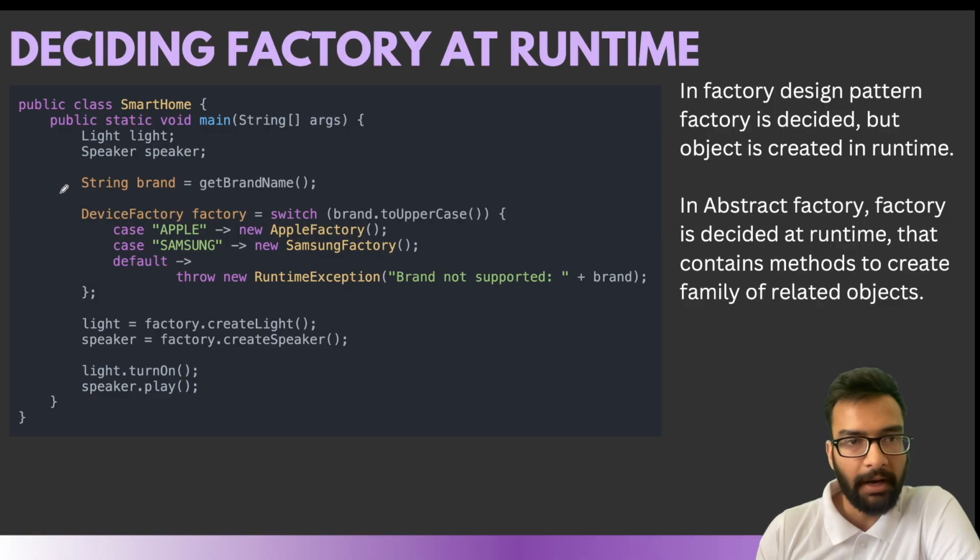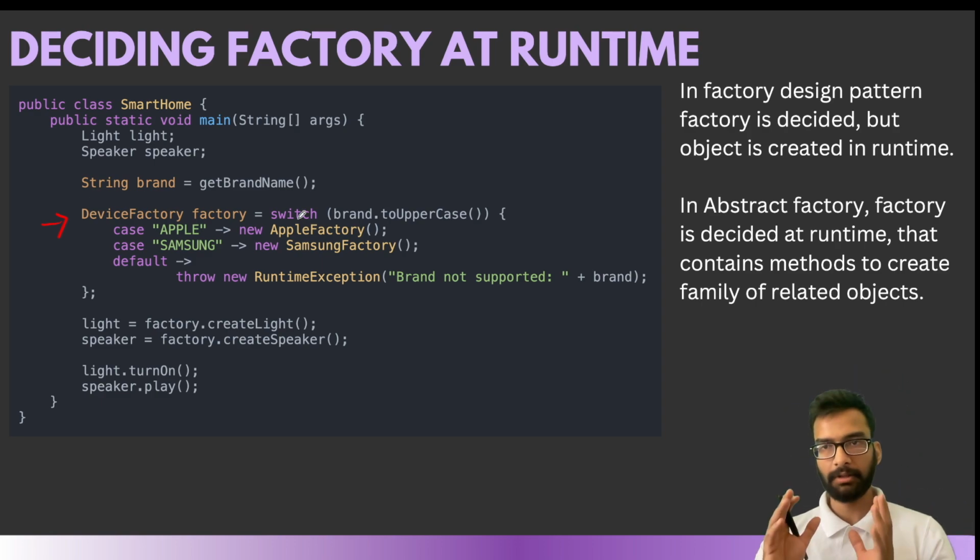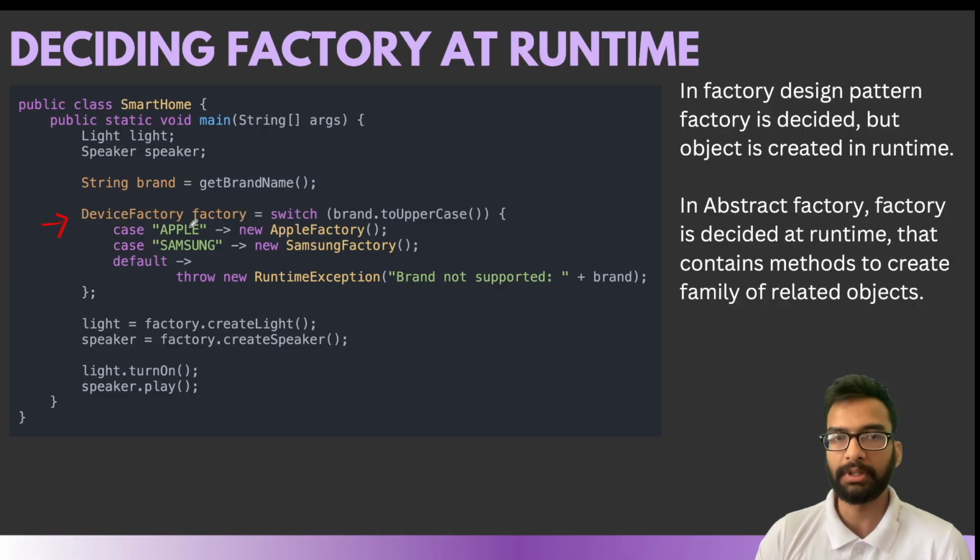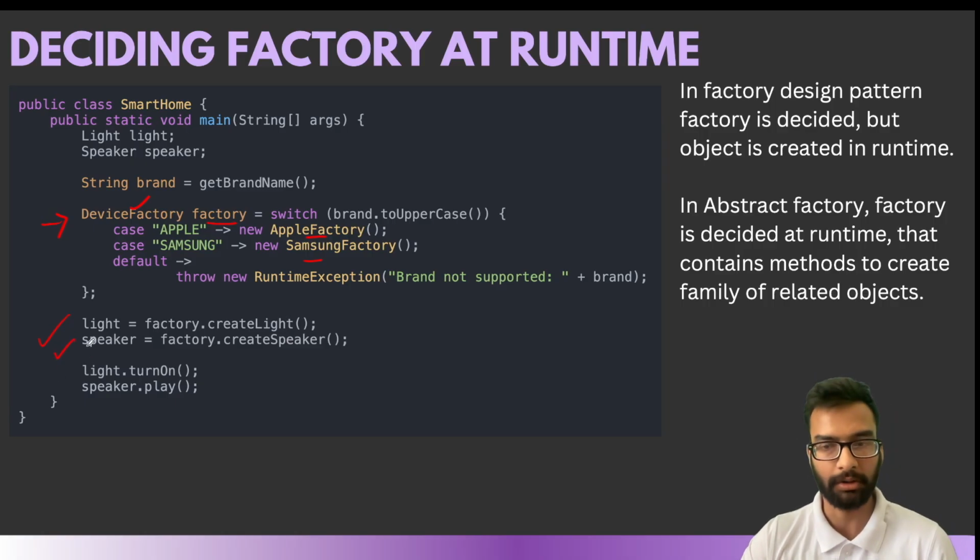Now I have deliberately left out the AC, just to simplify the code a bit. So now we have a device factory. In the case statement, we just need to know the type of factory we want. So based upon the brand, we just extract the type of factory. Since it's an interface, we are able to allocate the Apple or Samsung factory to it. So now we have the device factory. We can simply turn on the light, turn on the speaker. So we have simplified the code a lot.